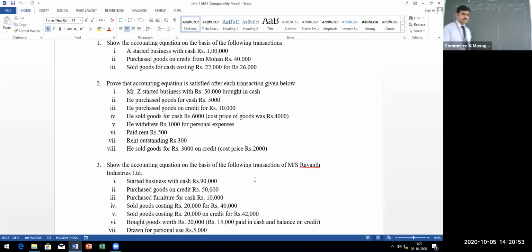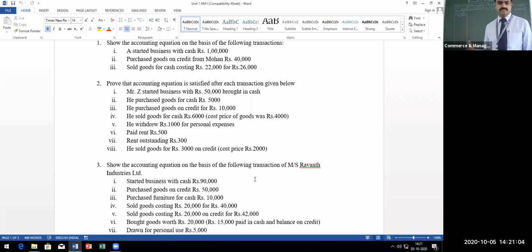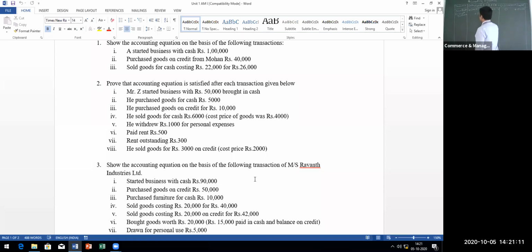So he is buying on credit, so cash is not going out. But what is coming in? Goods are coming in. So do you write plus or minus? Plus 10,000. Next, how will you tally?